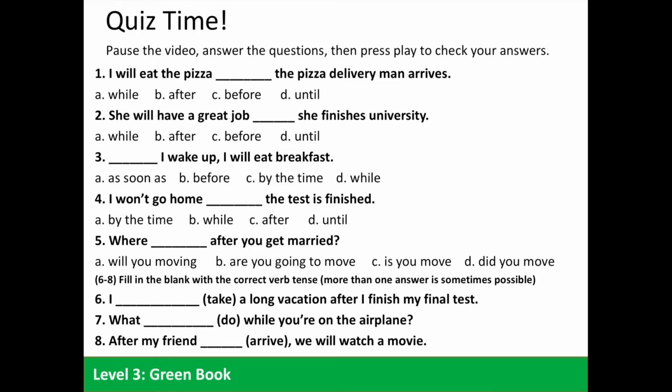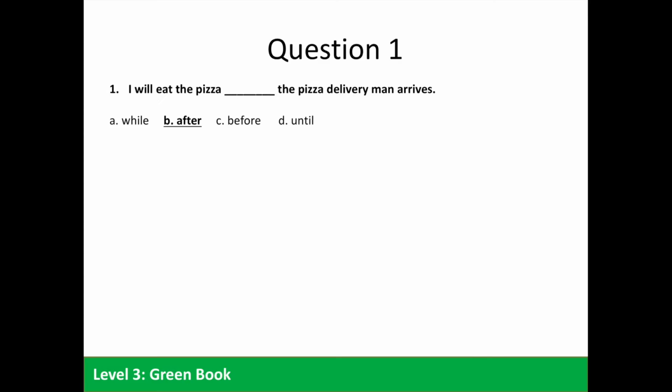Now, let's take a practice quiz. Pause the video, answer the questions, then press play to check your answers. Question 1. I will eat the pizza blank the pizza delivery man arrives. Again, we can't eat the pizza until the pizza is here, so we need B, after, to complete the sentence.